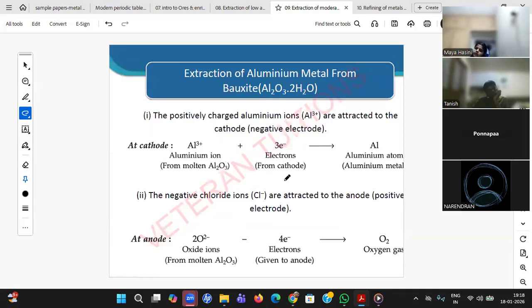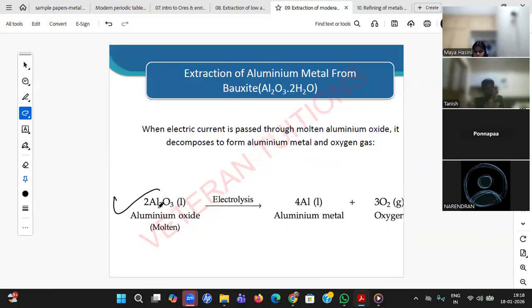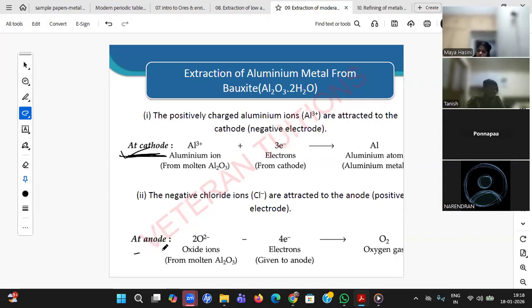Okay, so students, in the exam you need to write this. Without this, you will not get any points. First of all, you need to write Al2O3. Al is formed, O2 is formed. But how is it formed? At cathode, what is happening? At anode, what is happening? You need to write this.